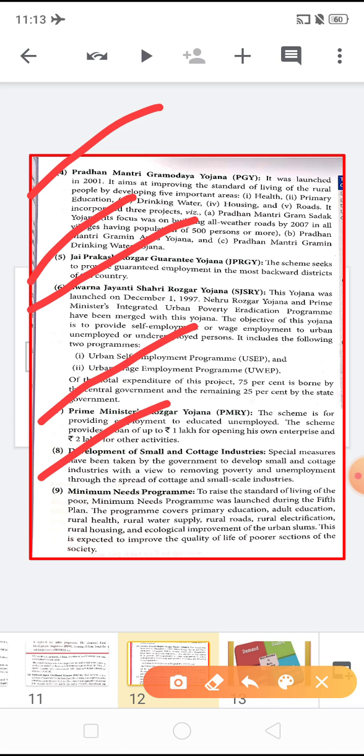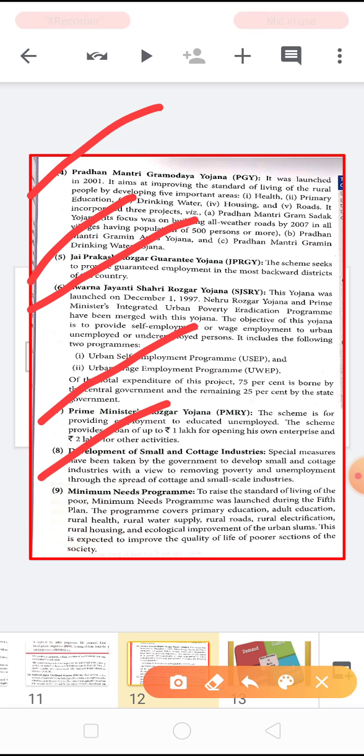Then the development of small and cottage industries. Children, several measures have also been taken by the government to develop small and cottage industries with a view to removing poverty and underemployment through the spread of cottage and small-scale industries. These have been set up to remove poverty in our country. And the very last is the minimum need program.